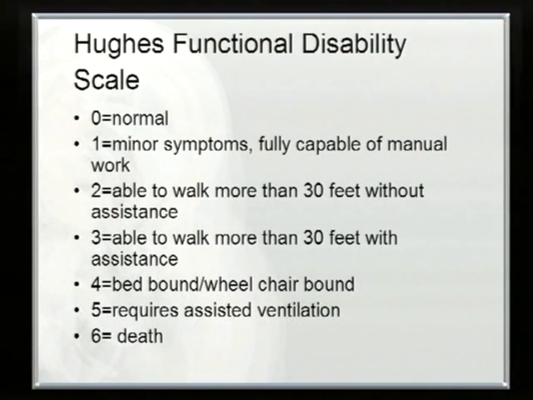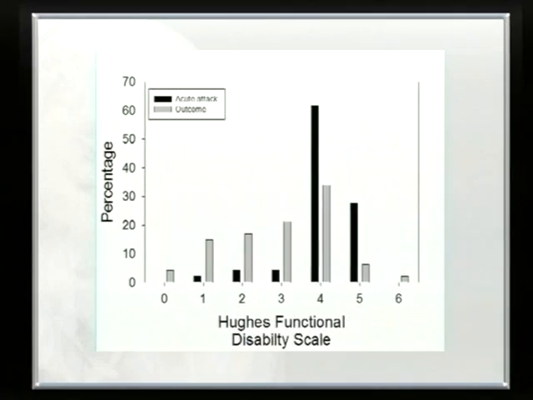The Hughes Functional Disability Scale looks this way. A score of 0 is normal, 1 means minor symptoms but capable of manual work, 2 is able to walk more than 30 feet without assistance, 3 is able to walk more than 30 feet with assistance, 4 is wheelchair bound, 5 requires assisted ventilation, and 6 equals death. So this is a little more specific than the previous outcomes. And this is the information that we have.